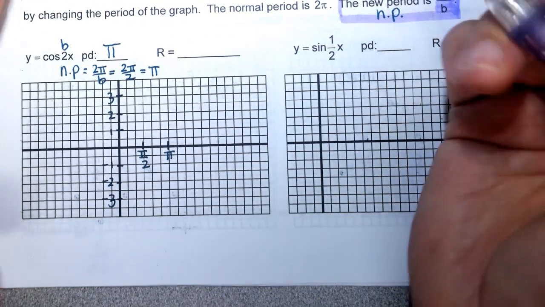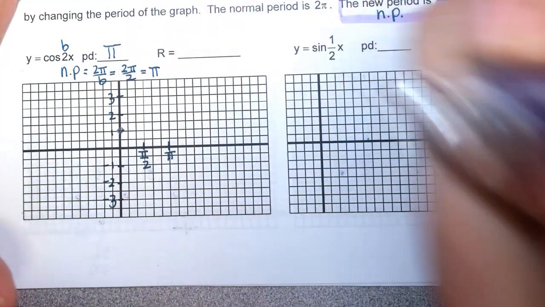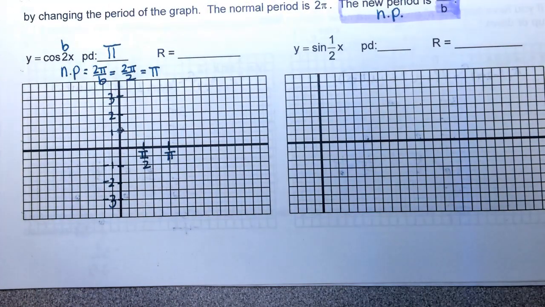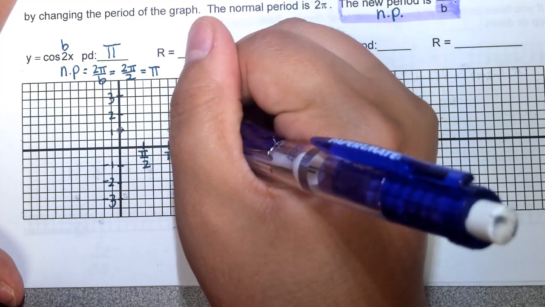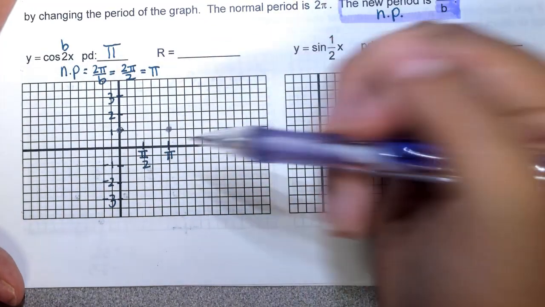And where does cosine start at? It's still going to start at 0, 1. But now, where is it going to end at? Pi, 1. Everybody make it end at pi, 1.